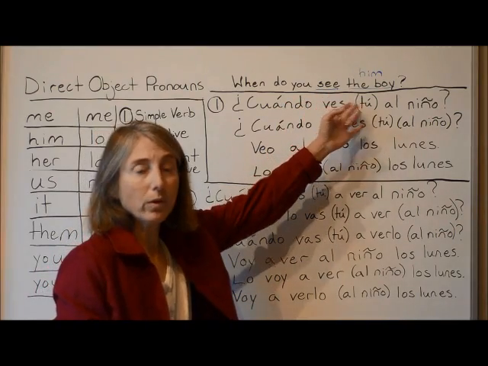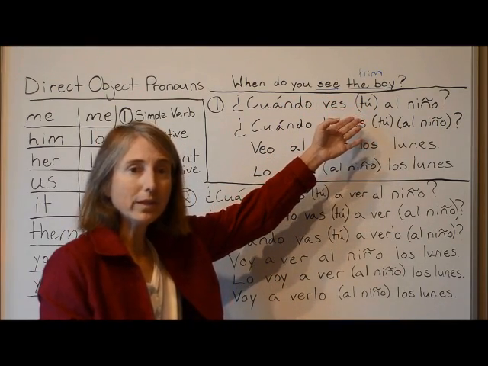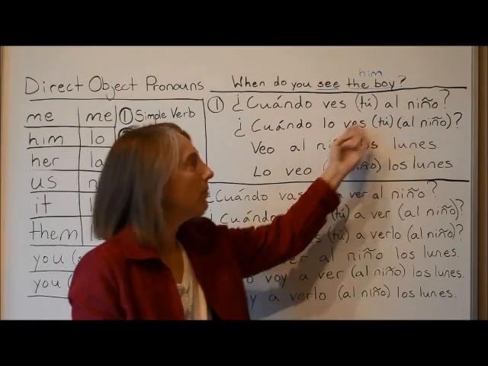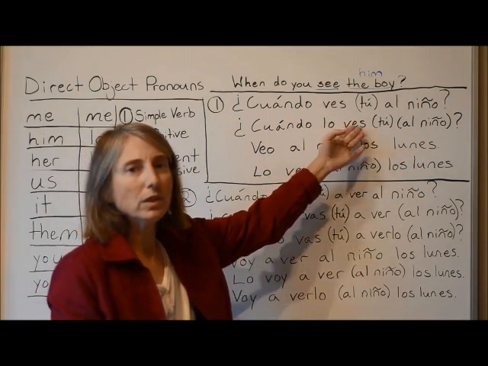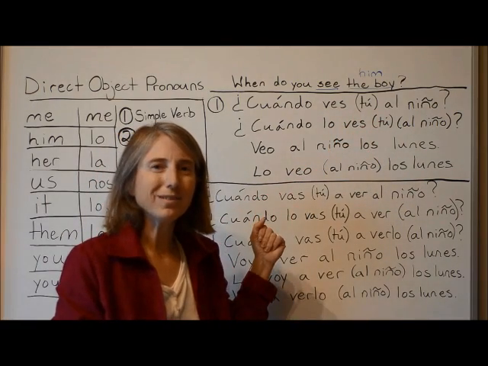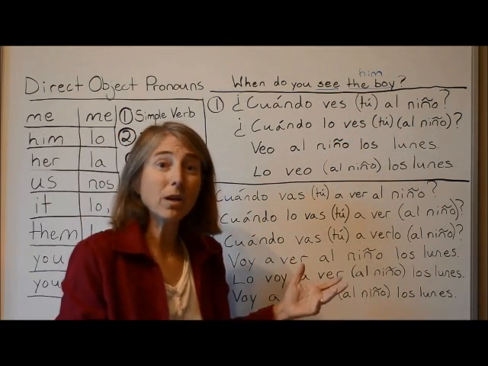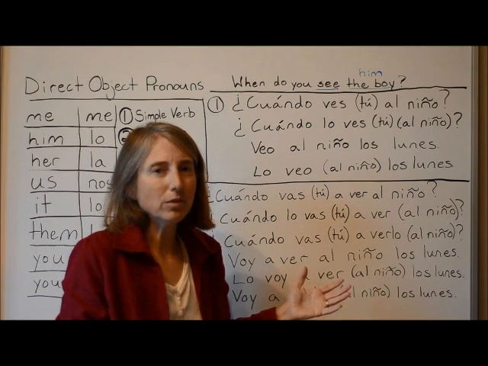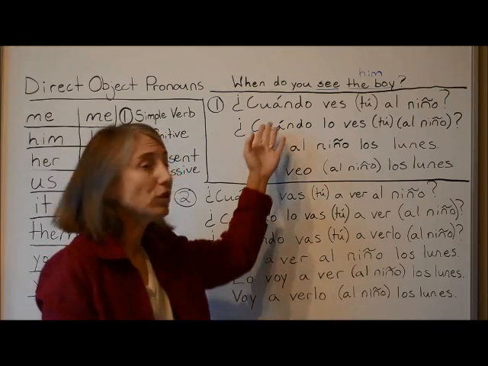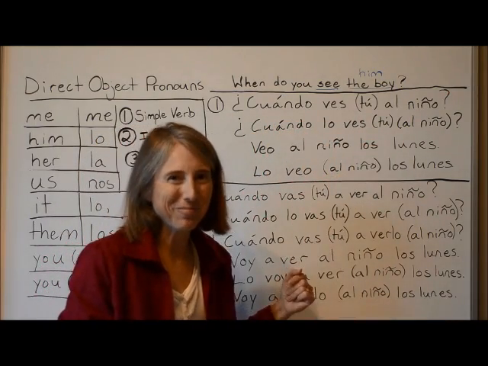So let's take a look at our first example. When do you see the boy, or when do you see him? We're going to use that in Spanish. ¿Cuándo ves (tú) al niño? Now this would be when do you see the boy? Now notice that I put tú in parentheses. When I put it in parentheses, that just means it's optional. So in Spanish, we don't have to say the tú with the tú form of verbs. We could just say, ¿Cuándo ves al niño?